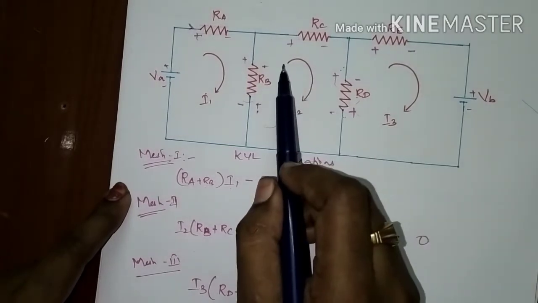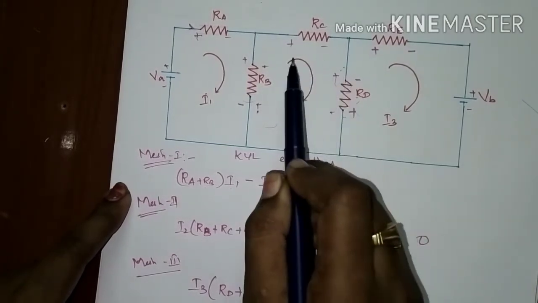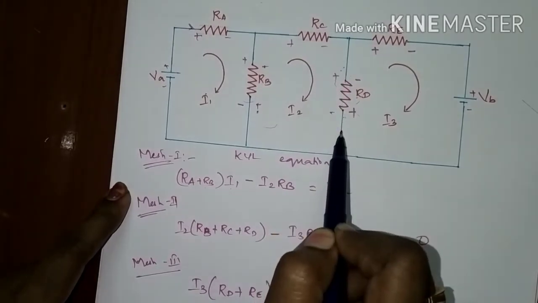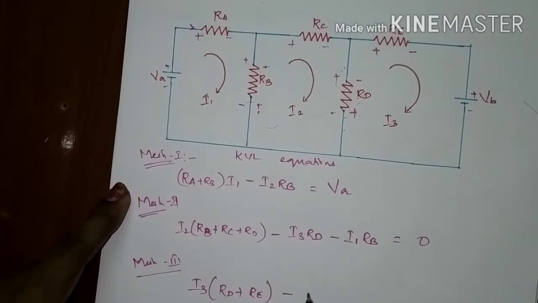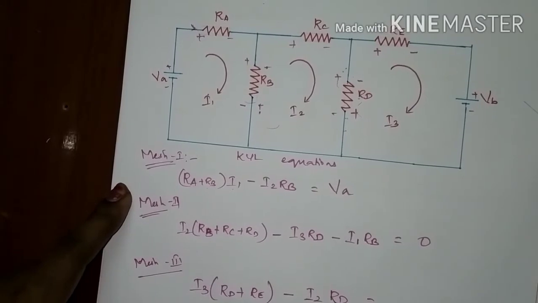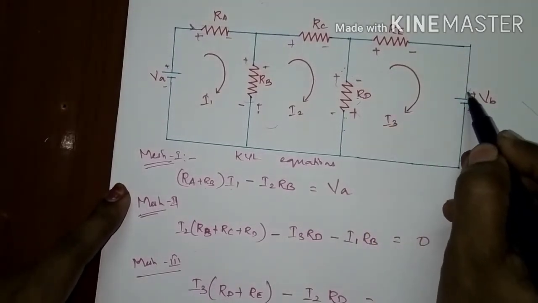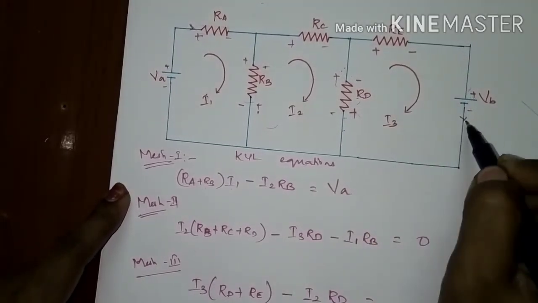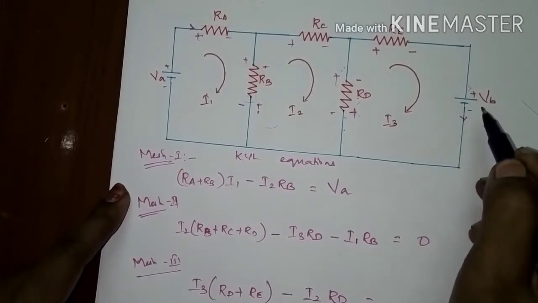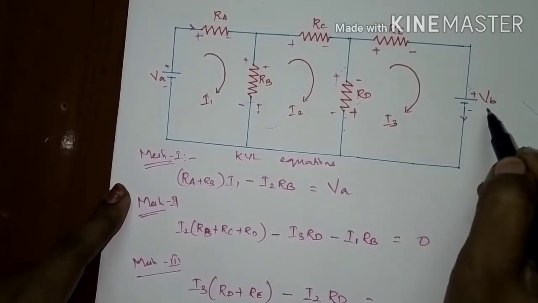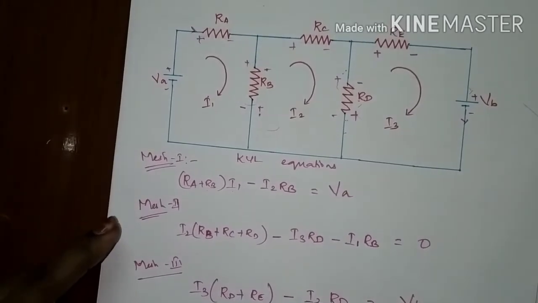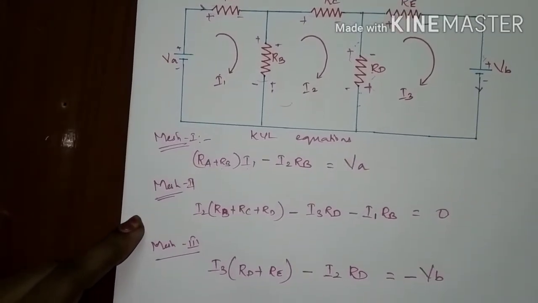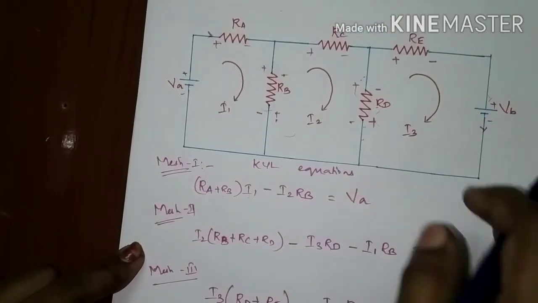But this is a common resistor. So when the current I2 enters negative and leaves positive, it is opposite to the normal drop. So minus of I2 into RD, which is equal to, here the current enters the positive and leaves the negative, which is opposite to the conventional current direction. So this energy source is not acting as a source here, it is acting like a sink. So minus of VB. So these are the 3 KVL equations for these 3 meshes which we can write.